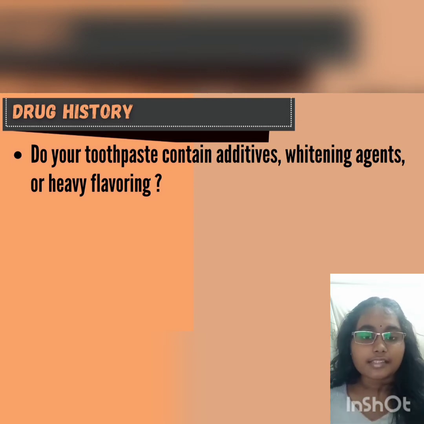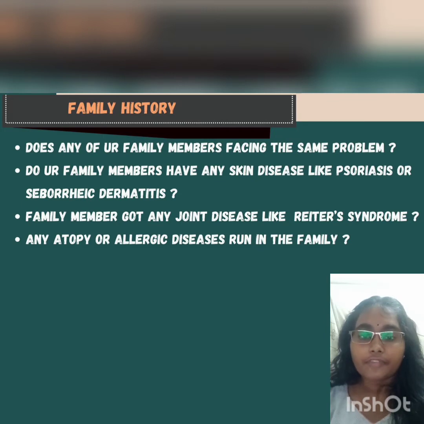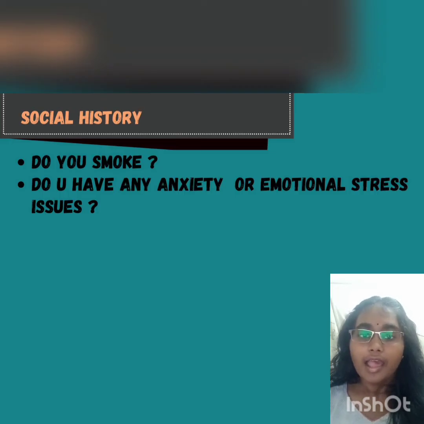And for the dental history, the significant question I would like to ask this patient is, does your toothpaste contain additives, whitening agents or any heavy flavoring? And for the family history, I will ask whether the patient's family faces the same problem as the patient has now. And I will ask whether any family members have psoriasis, Reiter syndrome or any atopy or allergic diseases. And for the social history, I would like to ask whether the patient smokes or has any anxiety or emotional stress issues.